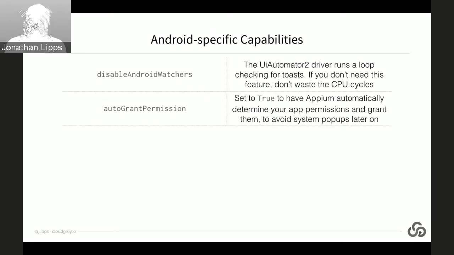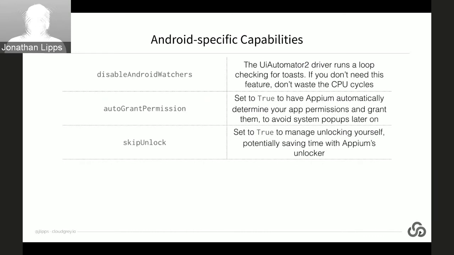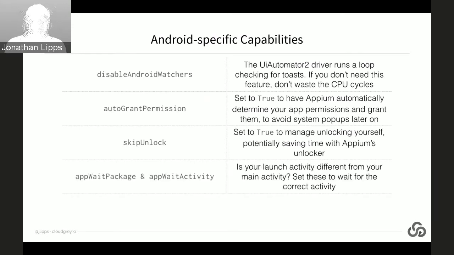If you have applications which require certain permissions and you're tired of little system pop-ups happening every time you need to use the feature which requires that permission, you can tell Appium to try and automatically grant all the permissions that your application requires, and it will look in your app manifest and figure out what those are. If you know that your device is always going to be unlocked, you can have Appium skip its unlock routine, which will shave off a few seconds of time trying to figure out how to unlock your particular device.